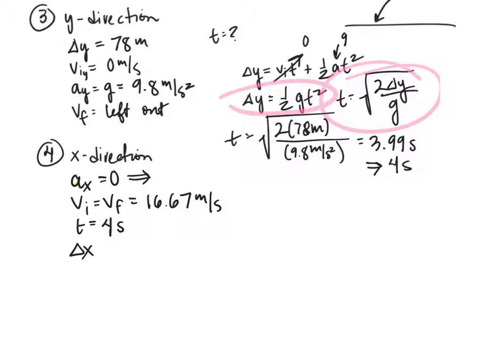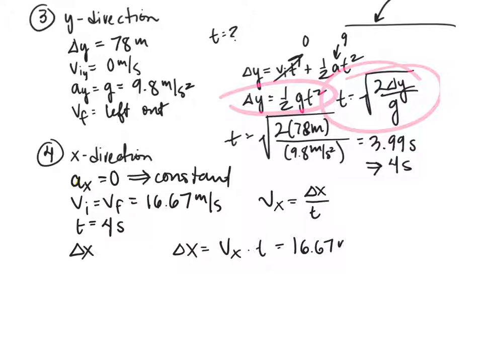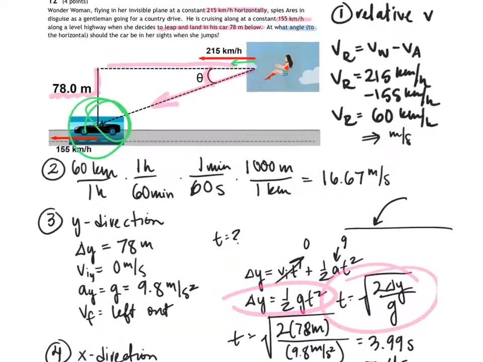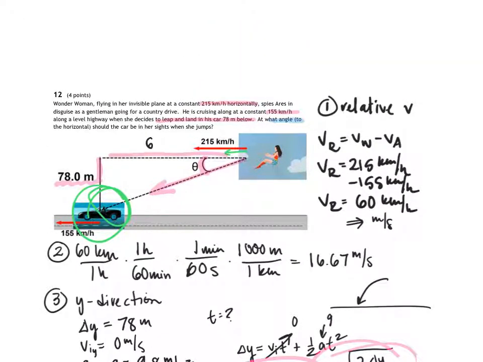Because she has no acceleration, she has a constant velocity, which means that I'm just going to use my basic definition of velocity, that it's displacement over time, in order to solve for that displacement. So Wonder Woman's displacement is equal to her velocity times time, which is 16.67 meters per second times 4 seconds. When I plug that in my calculator, I get 66.68 meters. You might have a slightly different number depending on how you rounded. Remember, that's not really what's important there. So now I know that when she jumps is when she should be 66.68 meters away from Ares.